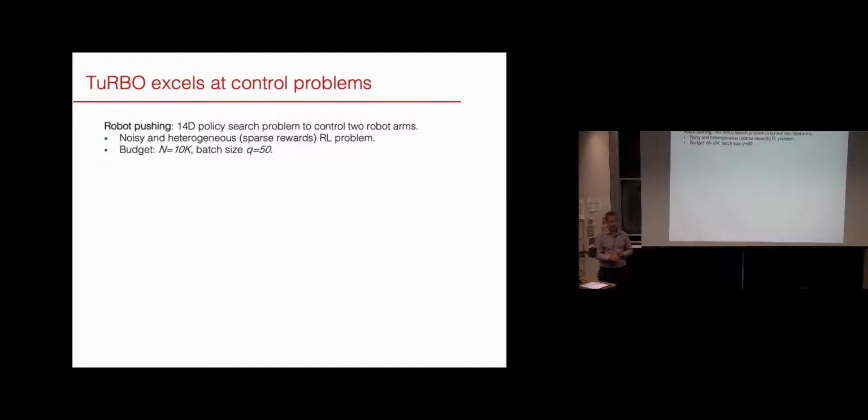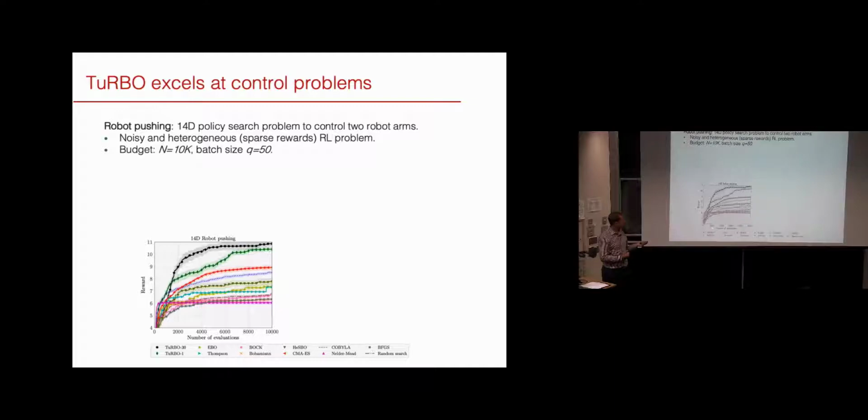So definitely it's a heterogeneous function where a local model is advantageous. And indeed we see that our algorithms, the TuRBO algorithm with one trust region and with 30 trust regions, outperform the rest by quite a bit. Particularly, other algorithms seem to plateau here, whereas TuRBO still makes progress.